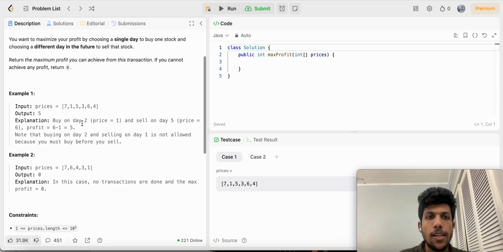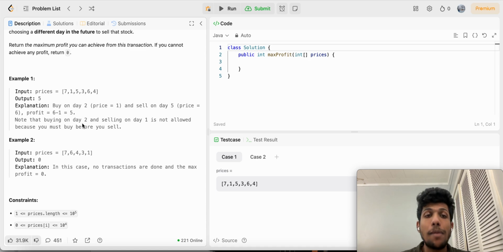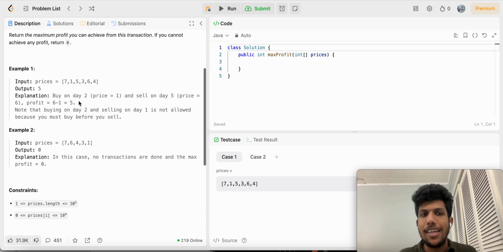Okay, so how can you maximize your profit? It's clear that if you buy at the price 1 and sell at price 6, then you would gain a profit of 6 minus 1, that is 5, right? So you need to calculate the maximum profit you can achieve with the particular array of prices that is given, right? You can pause the video here and think of a solution by yourself, and then you can come back and we can discuss.